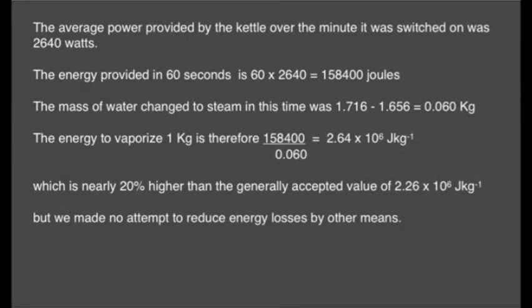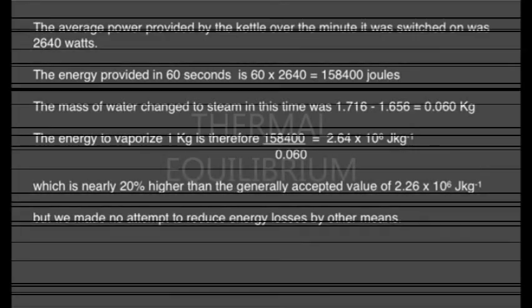We would have improved our accuracy if we had prevented heat loss by other means, for example by lagging the kettle to avoid heat loss by conduction.